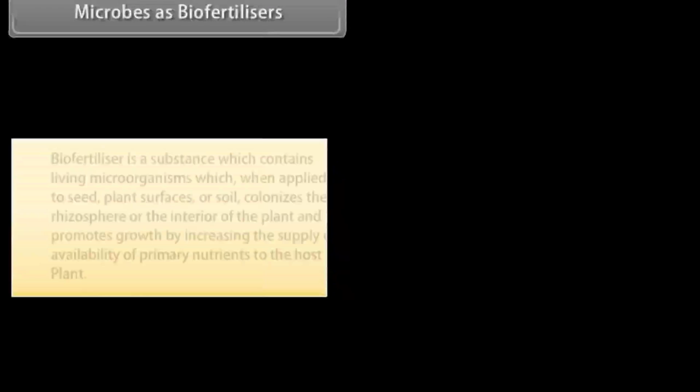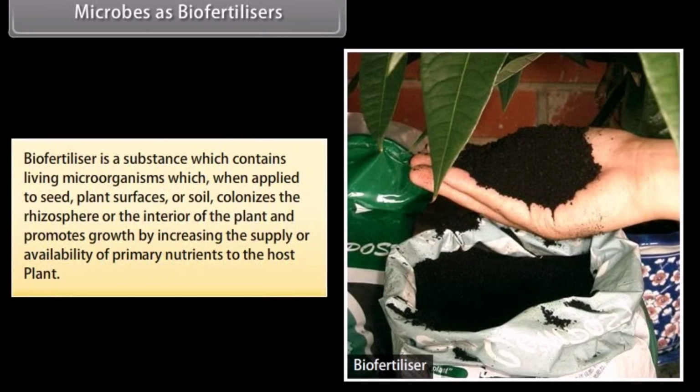Microbes as biofertilizers. Biofertilizer is a substance which contains living microorganisms which, when applied to seed, plant surfaces or soil, colonizes the rhizosphere or the interior of the plant and promotes growth by increasing the supply or availability of primary nutrients to the host plant.